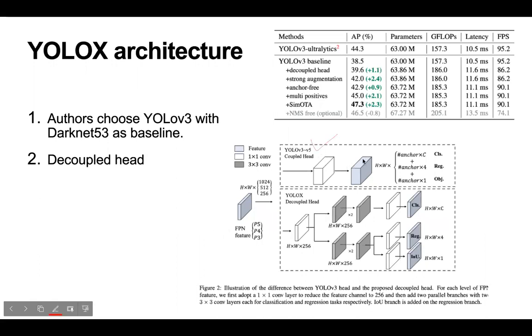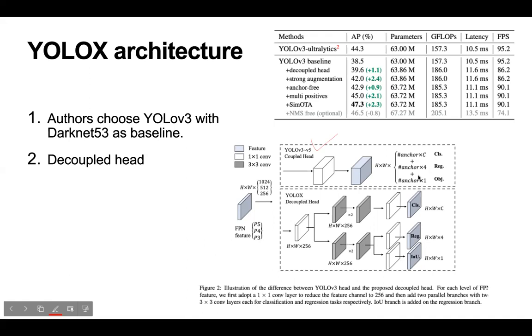here is YOLOv3 to YOLOv5, where they use a shared head to predict mainly three values, which are the classification score, the regression of bounding box coordinates, and the object score. While in YOLOX, they propose a decoupled head. So first of all, they adopt a one-by-one convolutional layer to reduce the feature channel to 256.